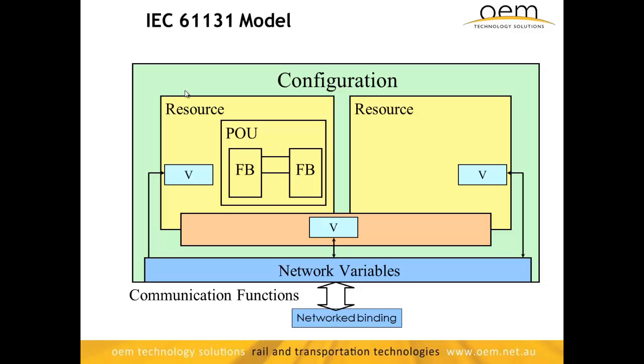iecTeso supports having multiple configurations, each containing one or more resources that can be programmed and set up in a distributed network to communicate with each other, all from within the one project. Variables can be shared between resources and configurations through bindings. So you can bind variables between resources, and then you can bind variables between configurations through network bindings.